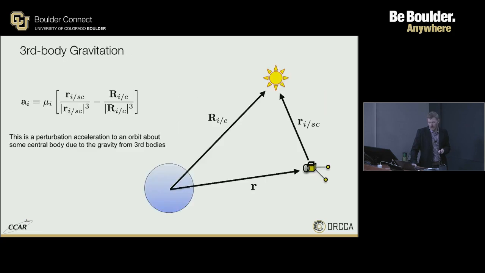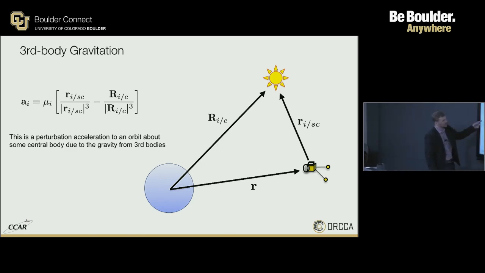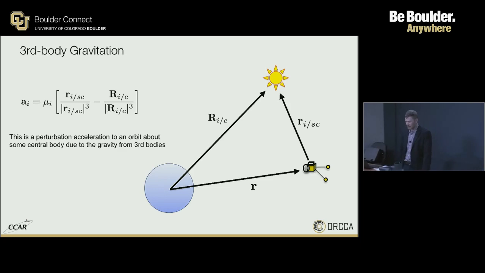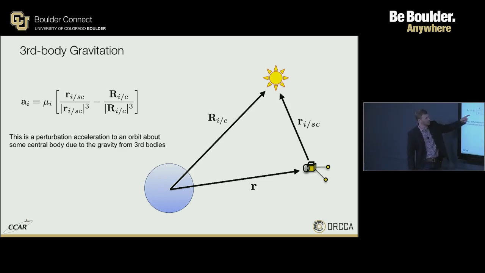Okay, and then last slide real quickly. For dynamics, third body perturbations. So we're in orbit about the Earth, and we care about our orbit about Earth. This is how you figure out what the acceleration due to the sun on your spacecraft is.